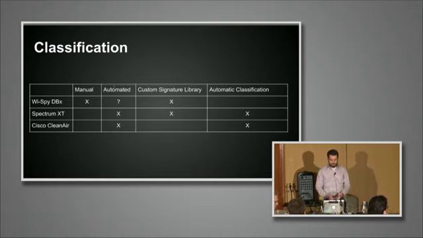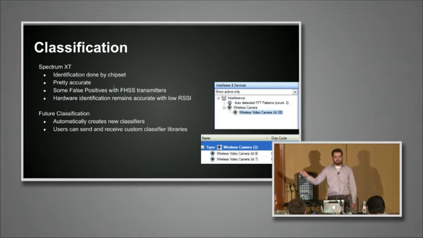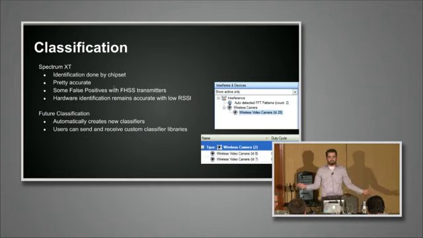Oh, and the automated, yeah. The Spectrum XT will actually, even if it doesn't know what it sees, come up and say, there's an unknown thing, would you like to classify it? So it does do something like that. Whereas if something is not in the library of the YSpy DBX or Channelizer, it's not going to do anything for you. Okay.